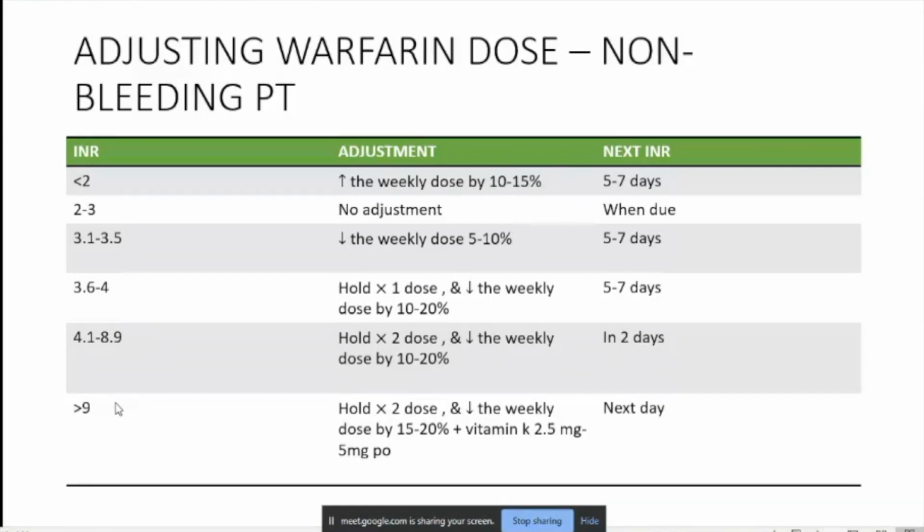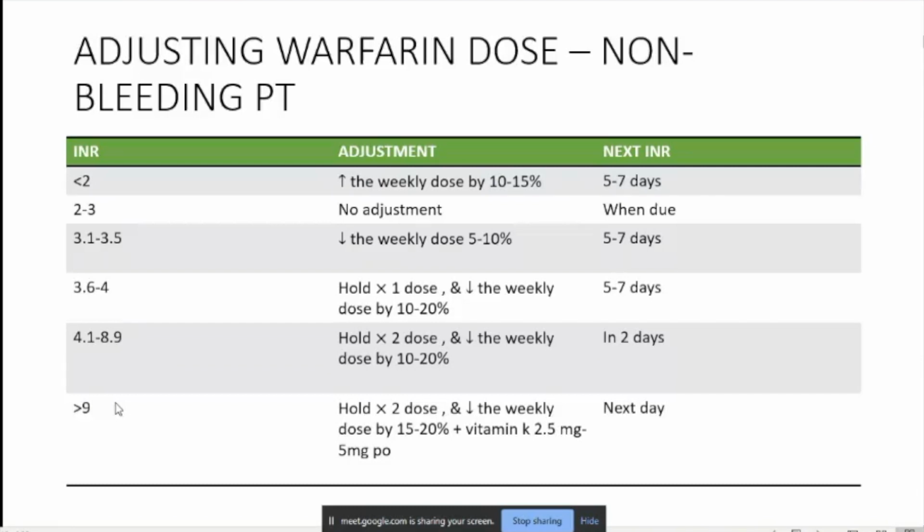Okay. So again, if it is below 2, increase the weekly dose. If it is above 3 and between 3.1 and 3.5, we have to decrease the weekly dose. In all other situations, if the INR is above 3.5, we have to hold the dose and decrease the weekly dose. And the only situation we add vitamin K is if the INR is above 9, and in that case, we have to check the next INR the next day. Okay, be clear.